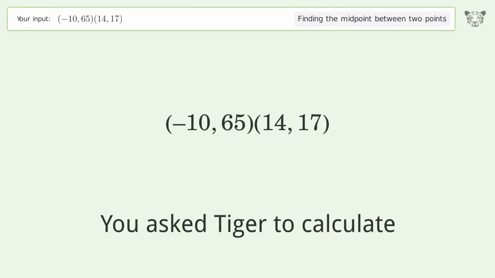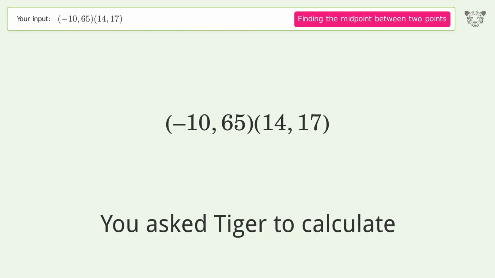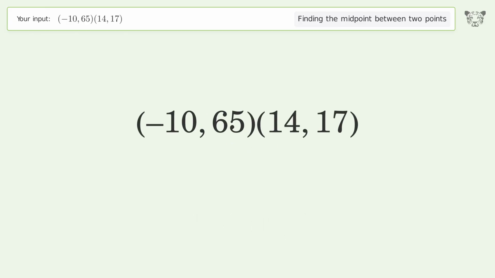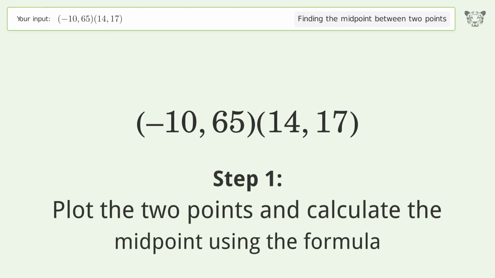You ask Tiger to calculate. This deals with finding the midpoint between 2 points. The midpoint between the 2 points is (2, 41). Let's solve it step by step. Plot the 2 points and calculate the midpoint using the formula.